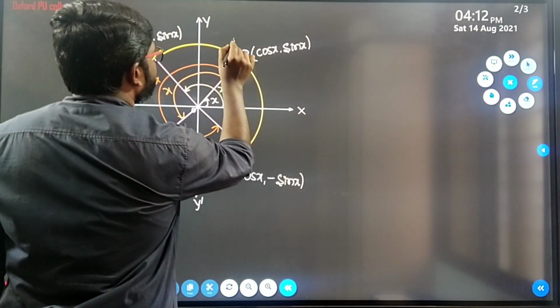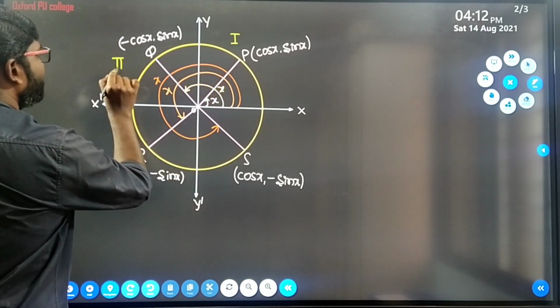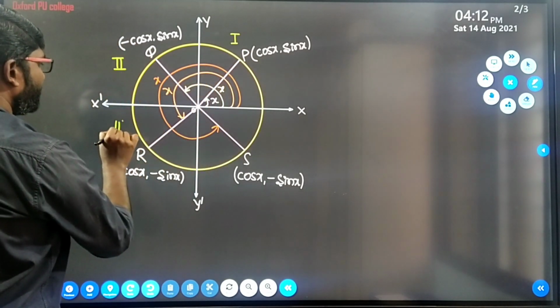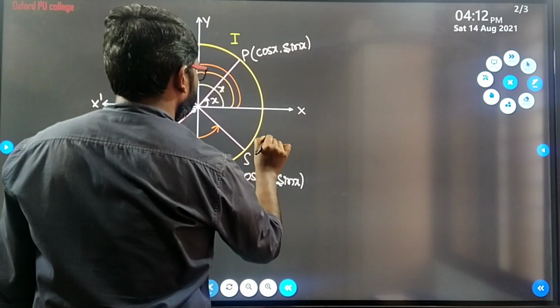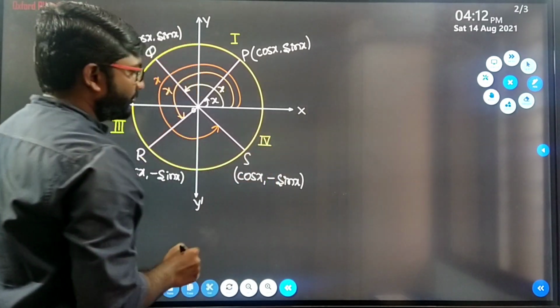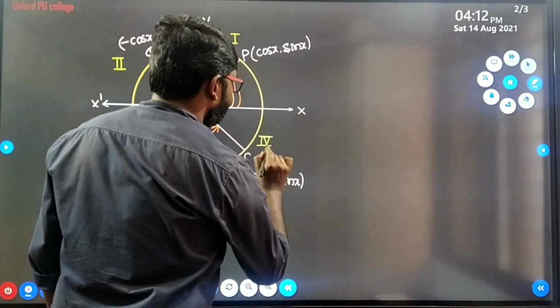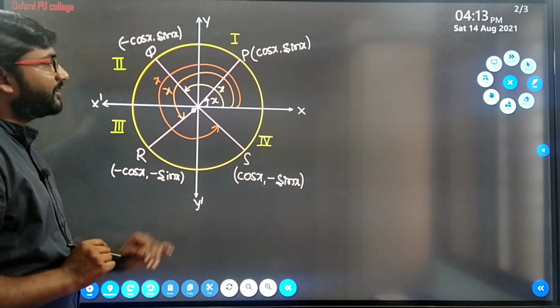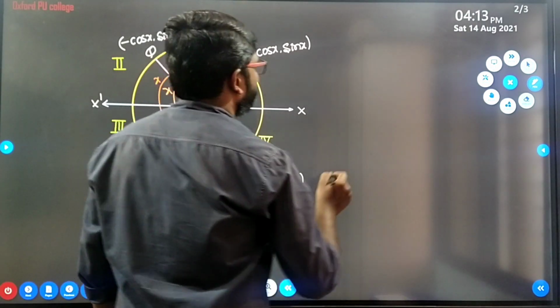So this is the first quadrant and this will be the second quadrant. This is the third quadrant and this is the fourth quadrant. So these are the 4 different quadrants. Well, now for all these quadrants we will have to go for the analysis. Let us go for the analysis now.